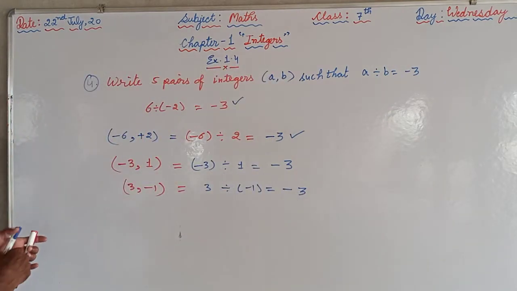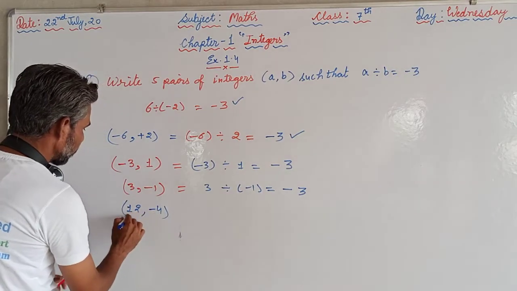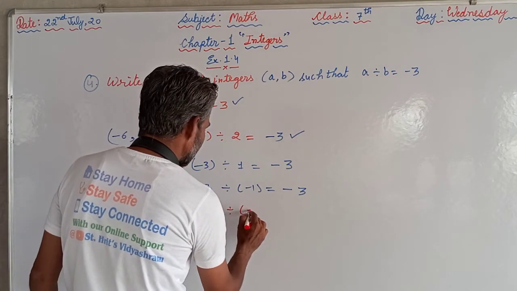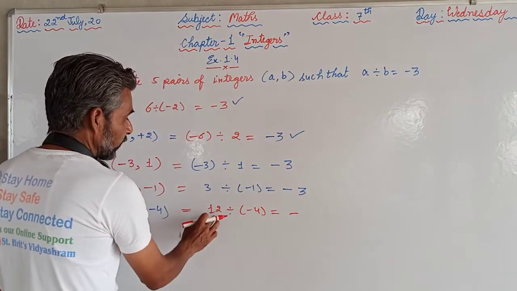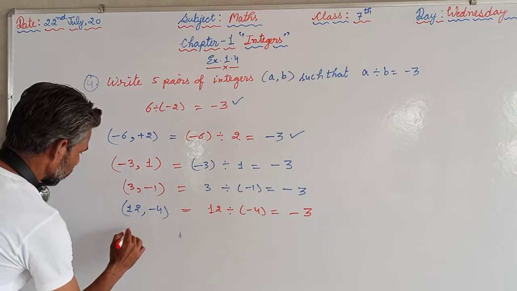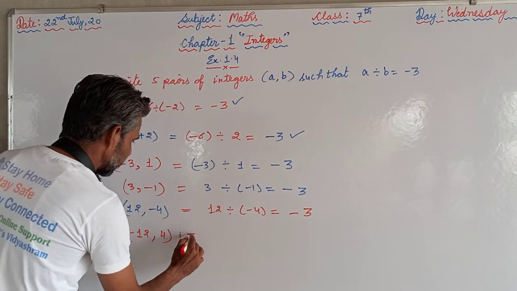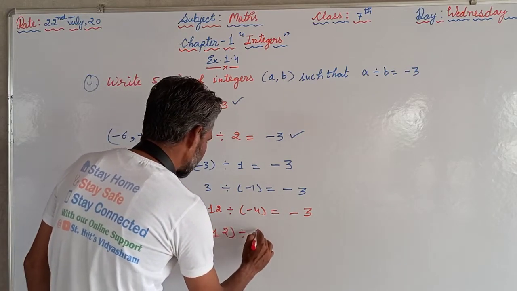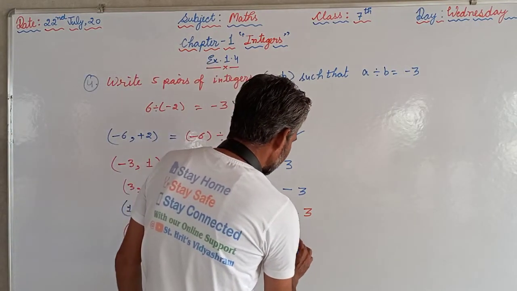Again we can take 12 comma minus 4. Here we will verify. So 12 divided by minus 4. Again the divisor is negative, so the answer will be negative, and if we divide 12 by 4 we will get 3. Again we can interchange the signs, so we can get minus 12 comma 4, and we will get the same answer, minus 12 divided by 4. Here the dividend is negative, so the answer will be negative, and 4 threes are 12.